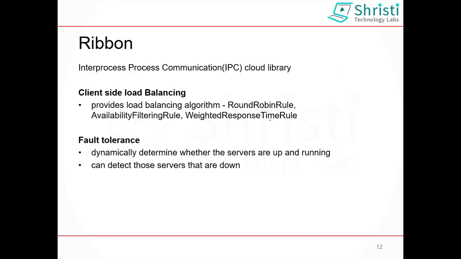Next is Ribbon. Ribbon is an inter-process communication cloud library. This behaves like a client-side load balancer. How is client-side load balancing achieved? Technically, there are different ways of achieving client-side load balancing. In case of Netflix, Ribbon uses few algorithms like round robin rule, weighted response time rule, availability filtering rule. The name itself is very clear. Round robin means each time it is going to pick and choose one instance.